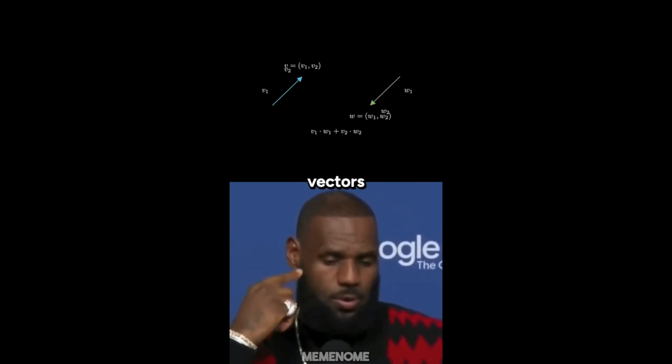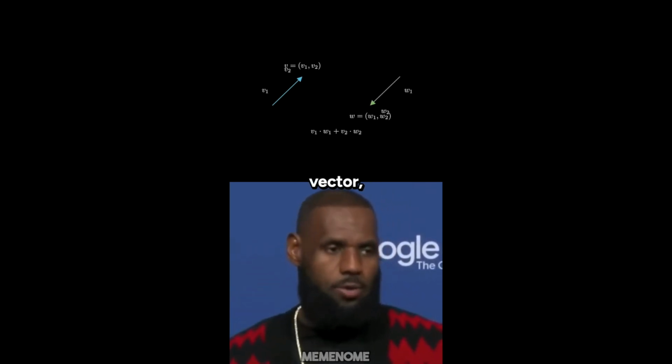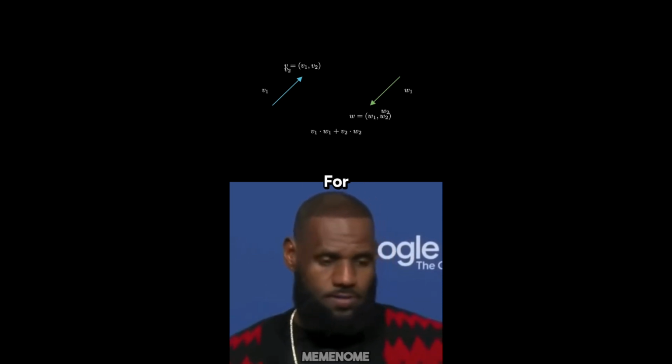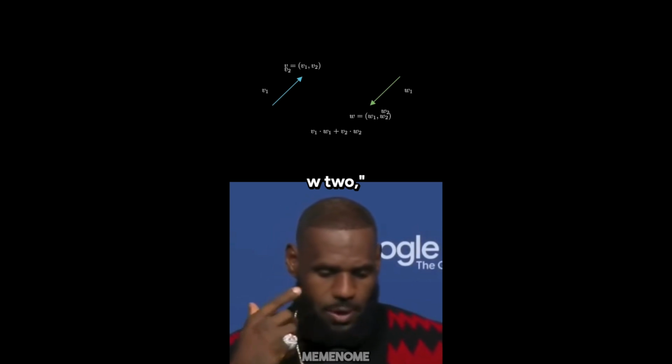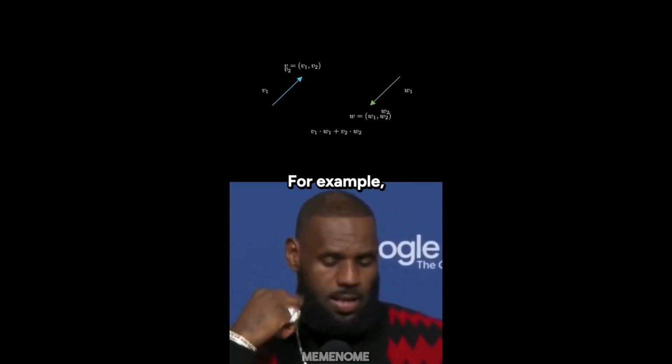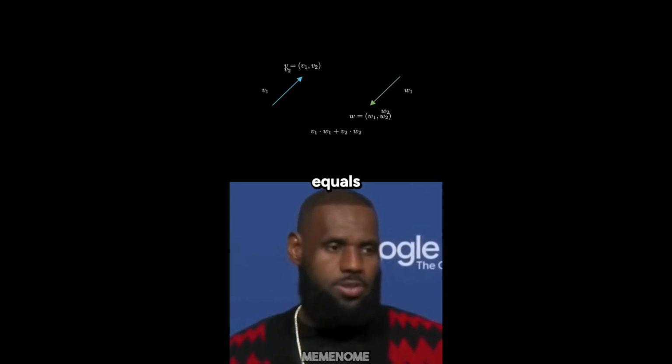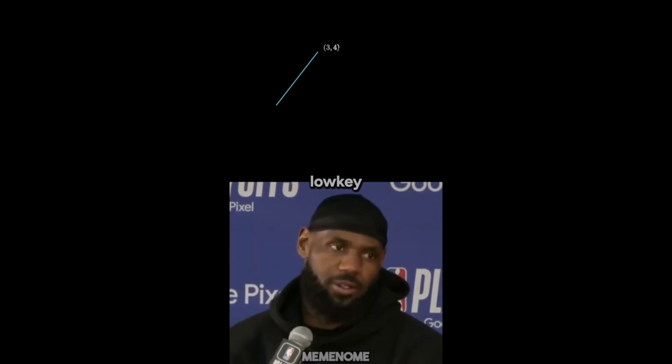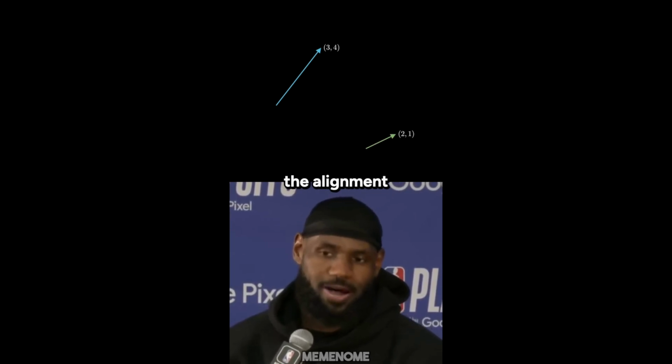Now let's get spicy with the dot product. This is a way to multiply vectors that gives you a single number instead of another vector, and is actually cracked. For vectors (v1, v2) and (w1, w2), the dot product is v1 times w1 plus v2 times w2. For example, (3, 4) dot (2, 1) equals 3 times 2 plus 4 times 1, which is 6 plus 4, which equals 10. The dot product is low-key magical because it tells you about the alignment of vectors.